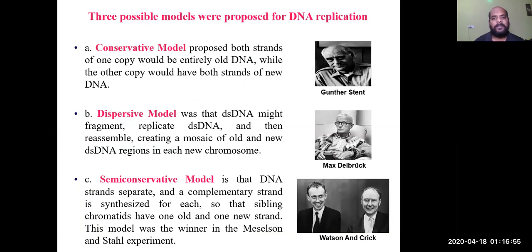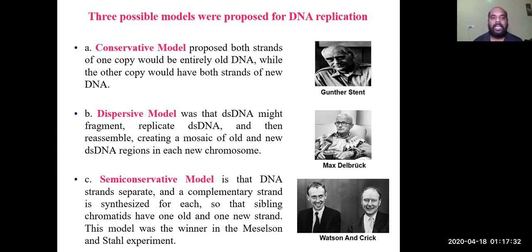Around 1956, there were three different theories floating around. The conservative model was given by Gunther Stent. The second model was the dispersive model, given by Max Delbruck. Max Delbruck was also instrumental in giving the conservative model theory along with Stent. The third theory was given by Watson and Crick in 1953 itself. These three theories talk about three different mechanisms. The first one was the conservative model.